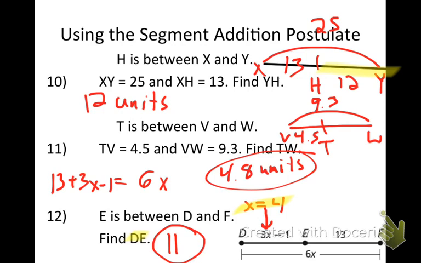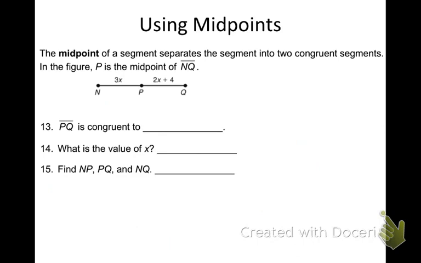Okay, good work. Last thing we're going to do today is talk about midpoints. Who remembers what a midpoint does? Cuts it in half. So let's think here. The midpoint of a segment separates the segment into 2 congruent segments. In the figure, P is the midpoint of NQ. So that means that PQ is going to be the same as what? Well, PQ is the same as NP.